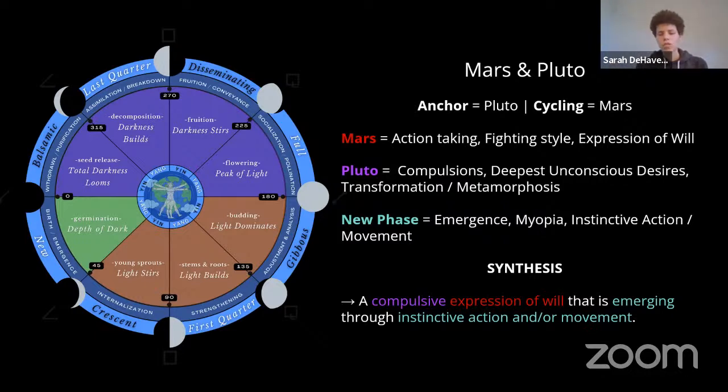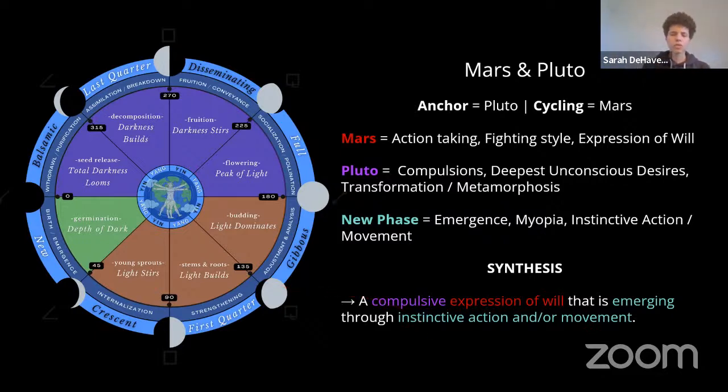Correlation and observation and context are everything, right? So just remember that when you're applying this, and hopefully these examples can help you as a guideline at the very least. Okay, so Mars, action taking, of course, fighting style, expression of will. Pluto, compulsions, deepest unconscious desires, transformation and metamorphosis, of course. And the new phase, emergence, myopia, instinctive action, and that slash movement, instinctive movement, right? That's where I'm going with that.